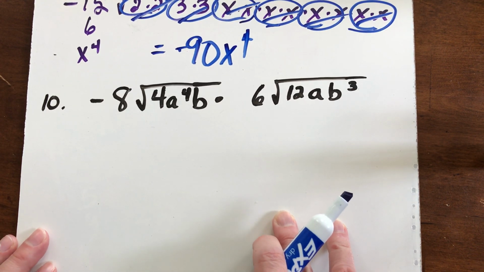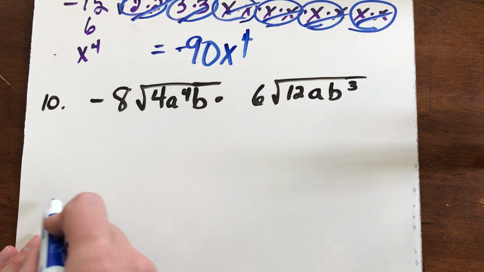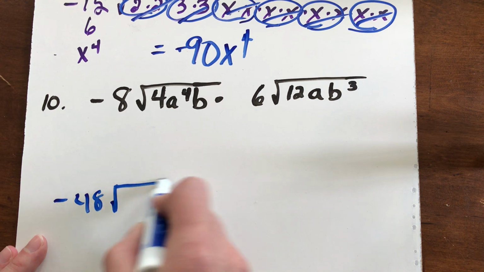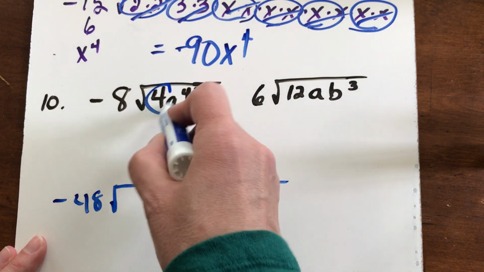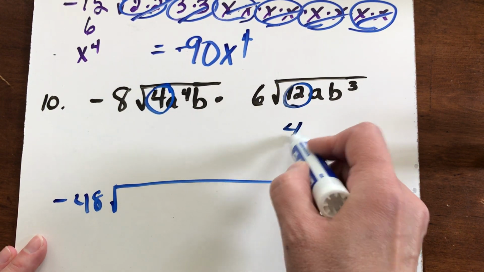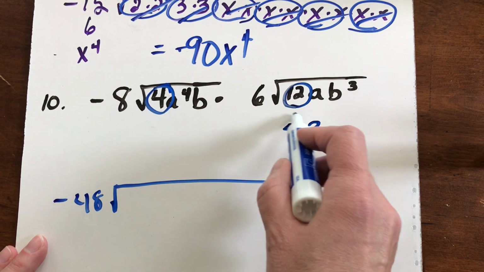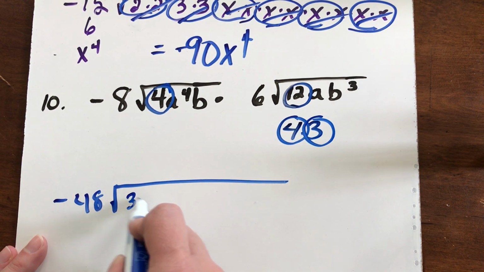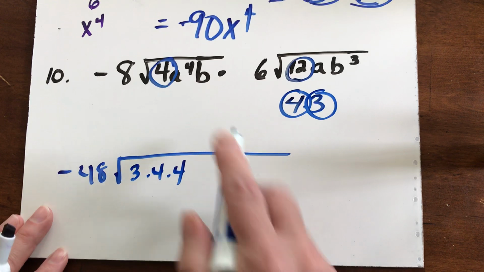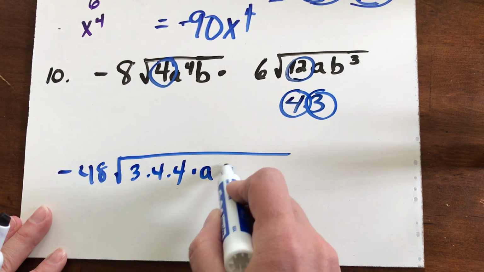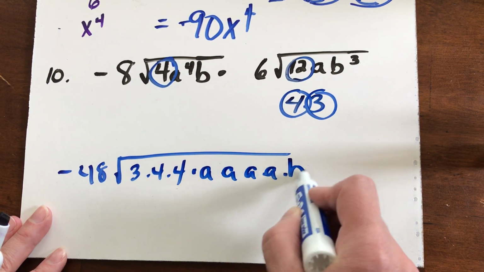Last one. All right, negative 8 times negative 6. We're going to start out with negative 48. Go ahead and draw my long one. All right, that's perfect, and that's going to be 4 times 3. So perfect prime. So I'm going to have 3 times 4 times 4. I have 4 A's and 1 B. 1, 2, 3, 4, and 1 B.